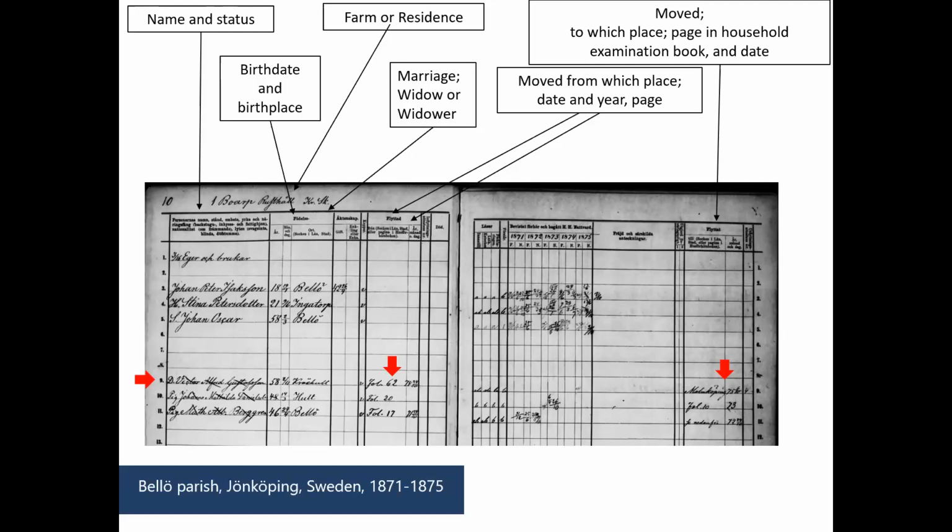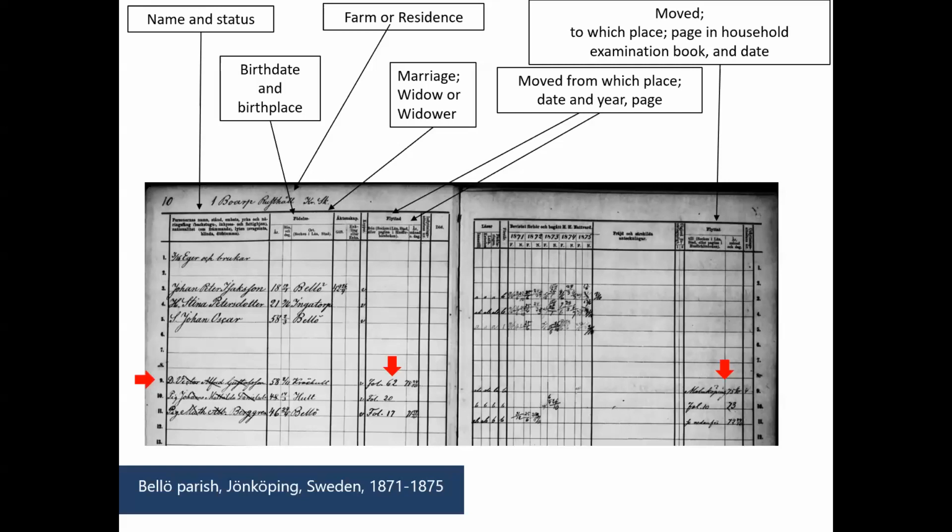There's some other information about religion, if they can read catechism or they're taking communion or things like that, but that's generally not as important to what we need to know in here now. So if we look a little bit where these arrows are here, we want to look at Victor Alfred Gustafsson. And so we can see he's crossed off here. And when folks are crossed off, that means that they died or they moved somewhere else.